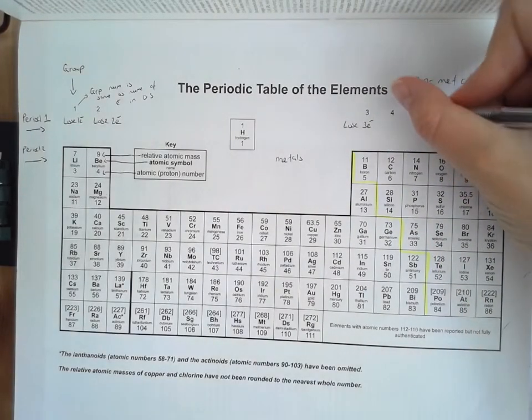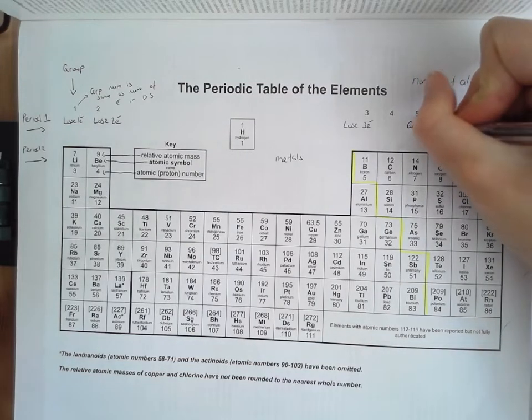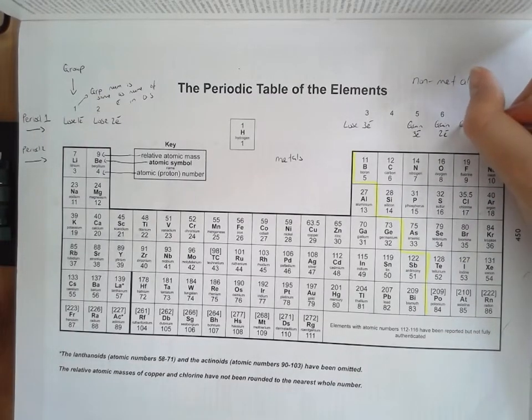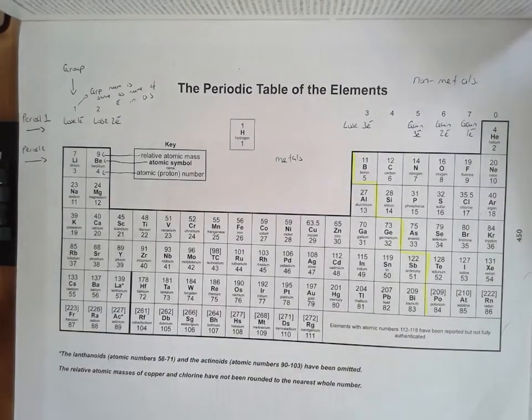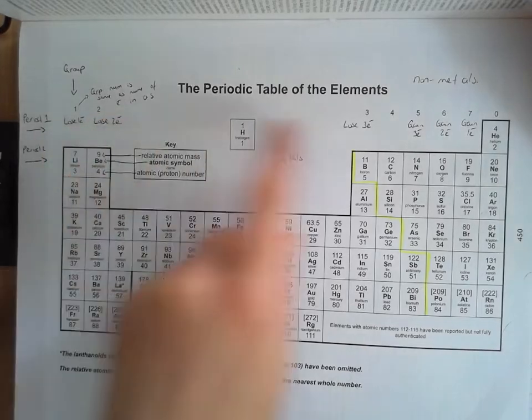If it's got 5 electrons in its outer shell, rather than losing 5, it will gain 3. If it's got 6 electrons in its outer shell, it will gain 2. If it's got 7 electrons in its outer shell, it will gain 1. If it's got a full outer shell, it doesn't need to react. So I'm going lose 1, lose 2, lose 3.